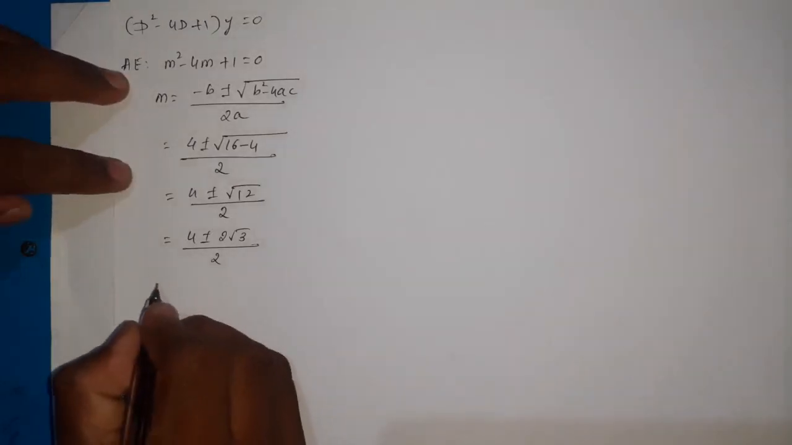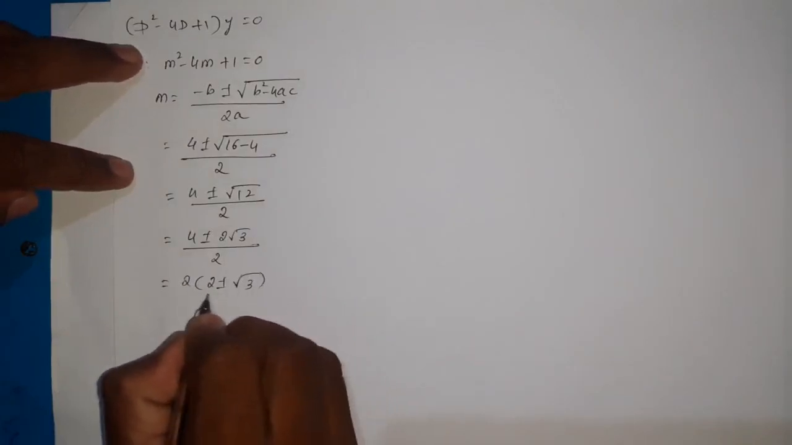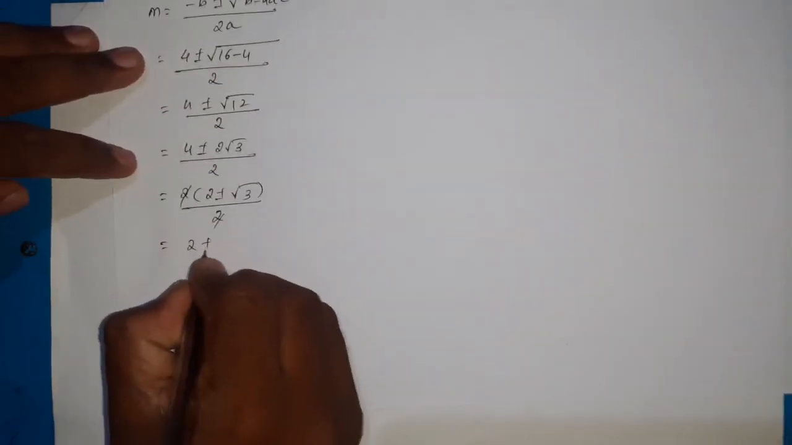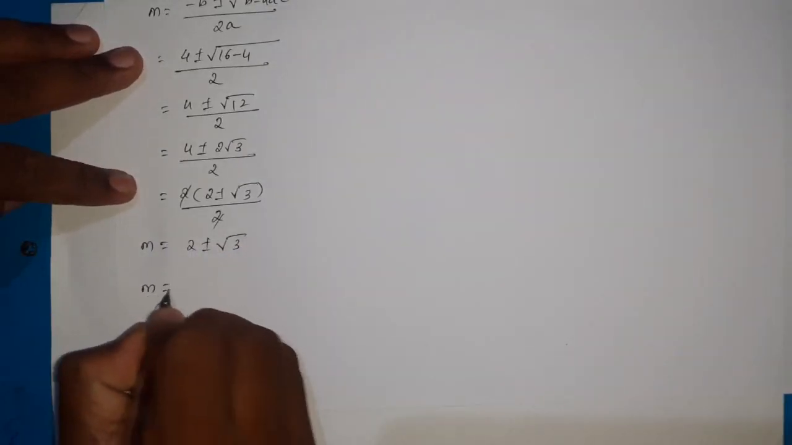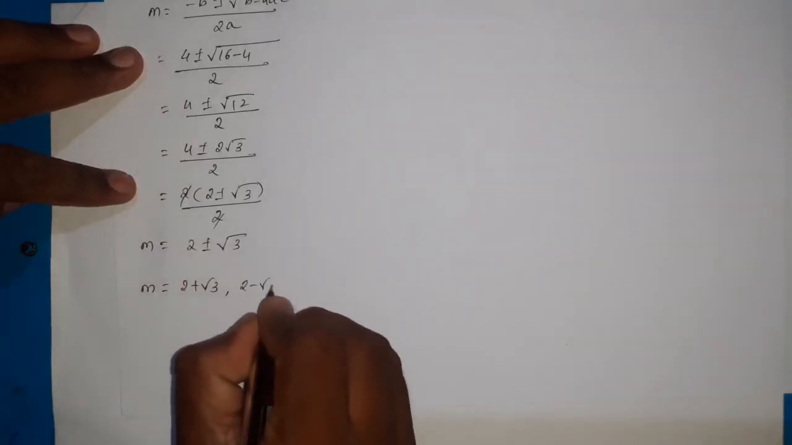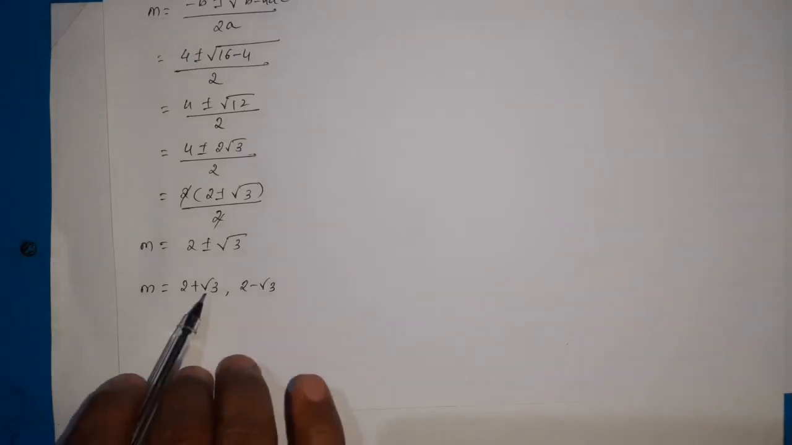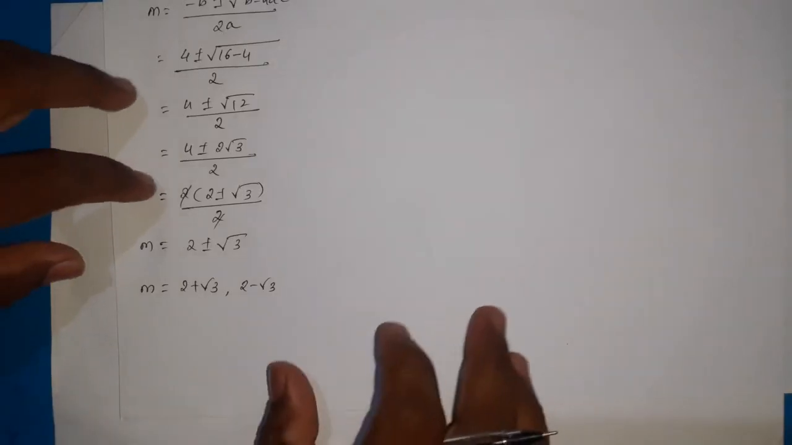Then taking 2 common in the numerator, that becomes 2 plus or minus root 3 divided by 2, and 2 and 2 get cancelled. So we got the roots as 2 plus or minus root 3. Here we have two roots, m equal to 2 plus root 3 and 2 minus root 3, which are real roots, because here we have square root of a positive number. So that is a real number, hence we got both the roots as real and they are distinct.